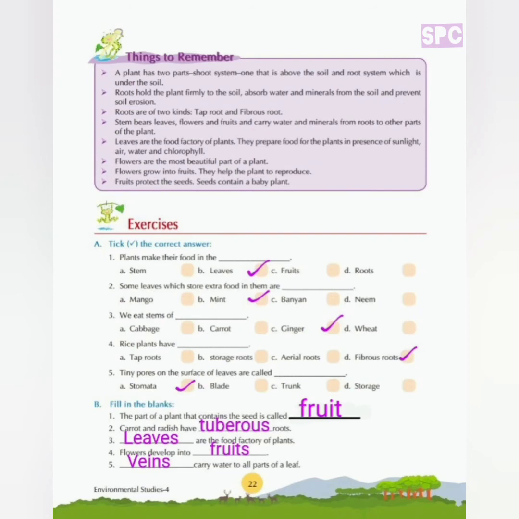Third, dash are the food factory of plants. So we all know leaves are the food factory of plants as they manufacture food in the form of carbohydrate for the plant. Question number 4. Flowers develop into dash. So we all know when flowers are pollinated by the bees and insects, these flowers develop into fruits. Fifth, dash carry water to all parts of a leaf. So these are veins. Veins are the tubes which carry water to all parts of a leaf.